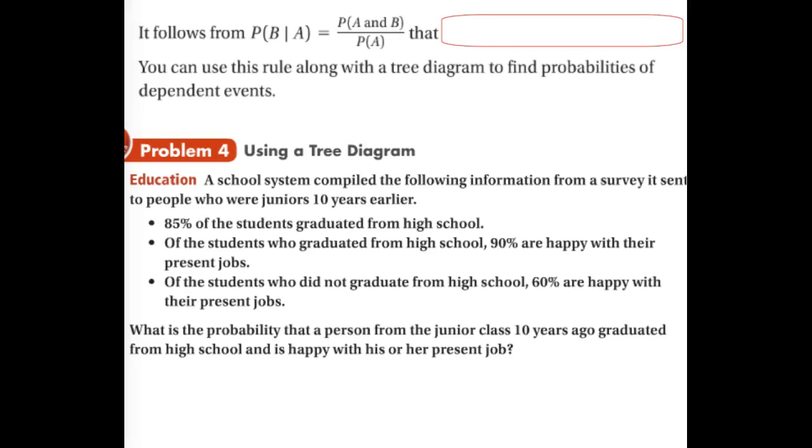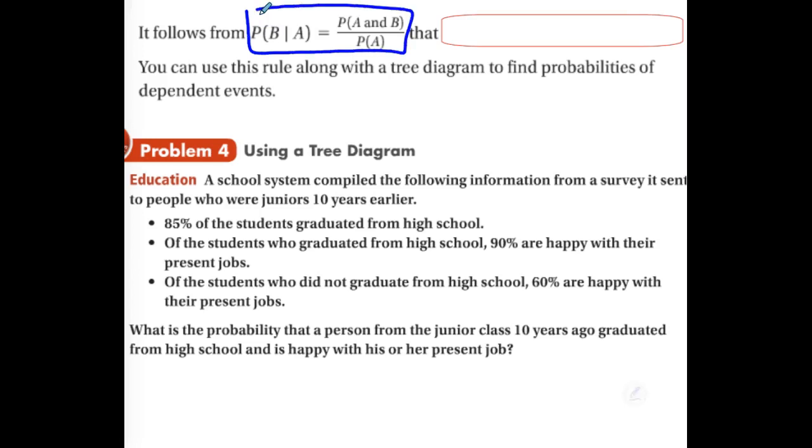So yesterday we started talking about conditional probability. We are going to continue that today. Our focus today will be using a tree diagram to help us lay out how to find the probability, as opposed to using a table like we did yesterday. All right, so this was the formula we had yesterday.